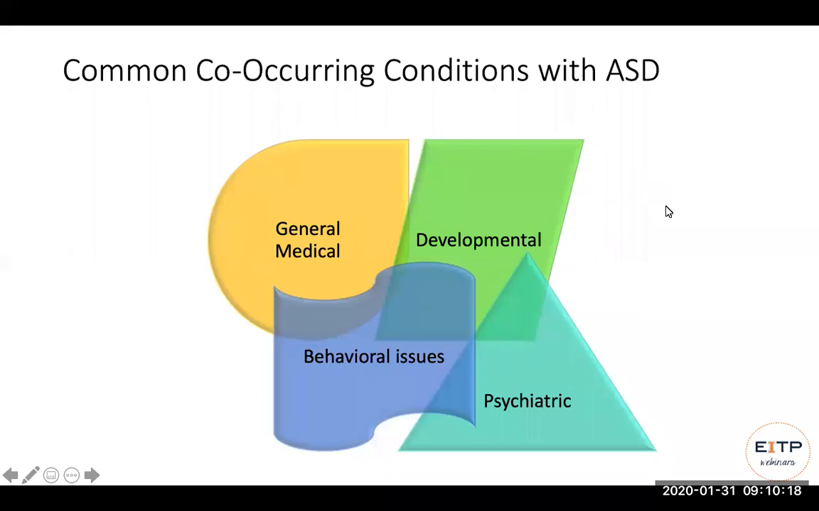So if you look at the literature, the co-occurring conditions with autism are divided into general medical, developmental, behavioral issues, and psychiatric. As a developmental behavioral pediatrician, I do a lot of psychopharmacology because a lot of my patients have, as you're going to see, ADHD, anxiety, mood dysregulation. So I have the opportunity to treat them.